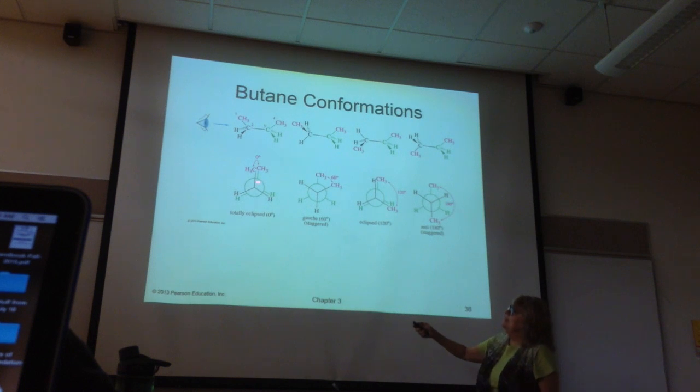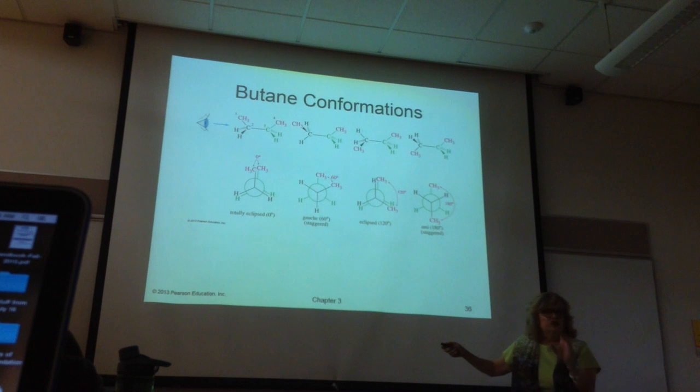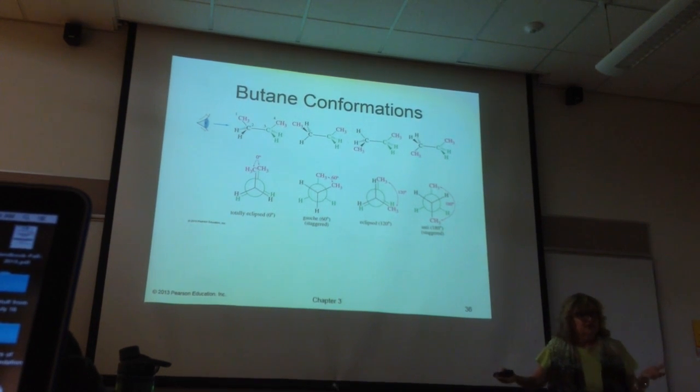So we can see that we're always going to start with the two largest group eclipsing one another. That is the criteria. You would like to begin with the two largest group eclipsing one another, if there is a difference, right?